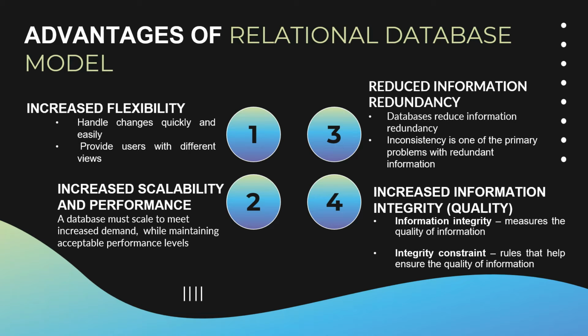Furthermore, it helps to increase information integrity, which is quality. There are four types of integrity. First, information integrity, which measures the quality of information. Second, integrity constraint, which helps to ensure the quality of information. And third, relational integrity constraint. And fourth, business critical integrity constraint.